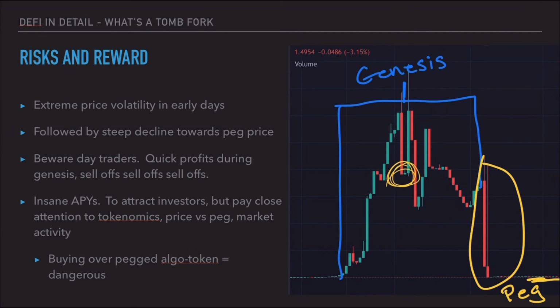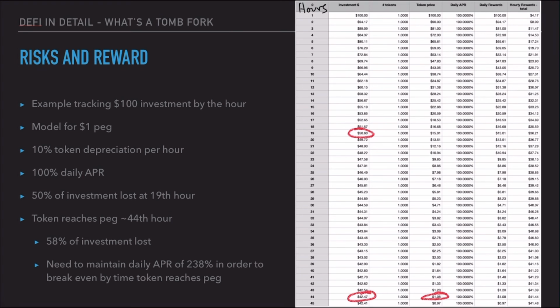And here's another example of that. So I did a quick little spreadsheet here, and this is just an example tracking a $100 investment by the hour, modeled after an algo token pegged to something valued at $1. I built in 10% depreciation to the algo token per hour, which is not unusual, but paying out a 100% daily APR, which is absolutely crazy. This would make a lot of folks want to just ape in, blindly throw their money at this.